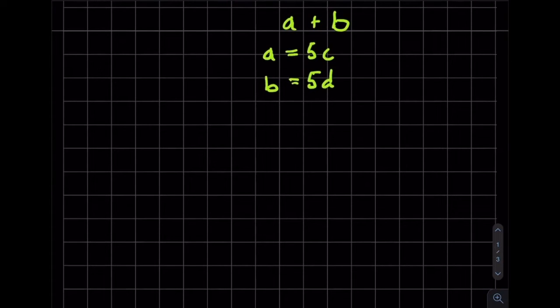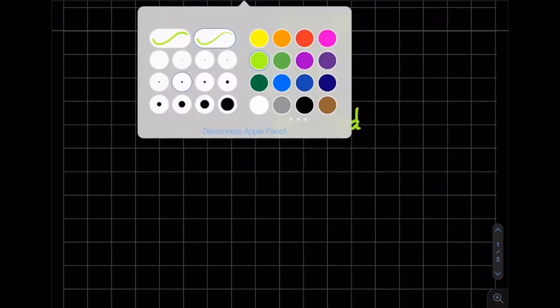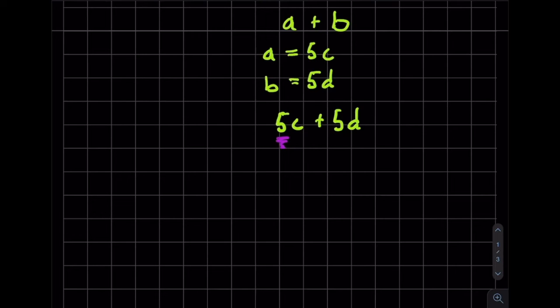Okay, so I'll rewrite this now. I'll take 5C and add that with 5D. Now we can get somewhere that will show that this is an element of 5Z. How would I do that? Well, I can factor out a 5 from each of these components here, and that will give me 5 times (C plus D).